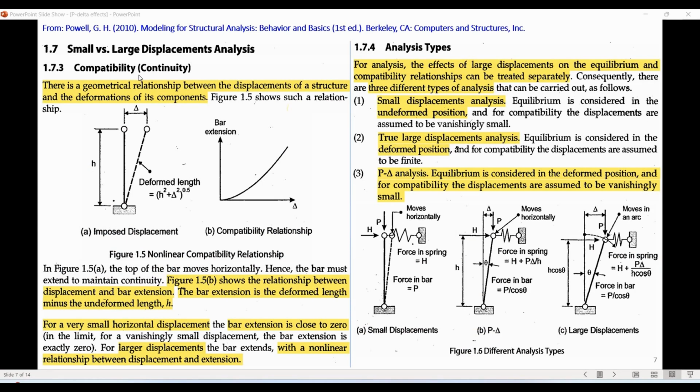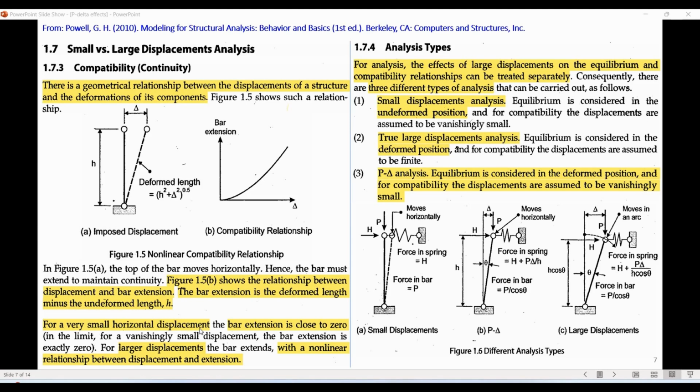the compatibility actually concerns the relationship between the displacements of the structure and the deformation of its components. Hence, if we check here this column after it deflects, we have a new length because we have deformation, and the new deformed length is just equal to the square root of h square plus delta square. Hence, the compatibility relationship is just the relation between the bar extension and the displacements. And of course, the bar extension is defined as the deformed length minus the undeformed length.